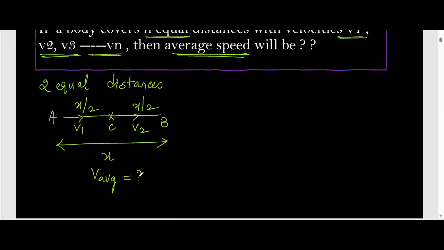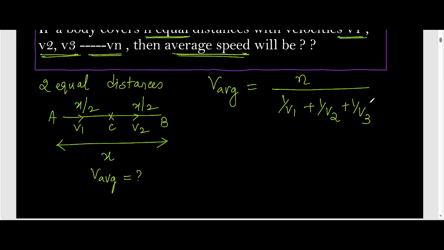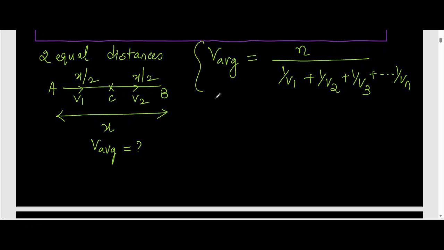If a body is covering equal distances, I'm just taking two equal distances, but it can be 3, it can be 4, it can be anything, some n equal distances, then what will be the average speed? It is the speed for the entire journey. You can find it by taking n equal distances upon 1 by v1 plus 1 by v2 plus 1 by v3 and so on up to plus 1 by vn. So this is the formula for average speed for a body if it is covering n equal distances with different speeds. Remember this.